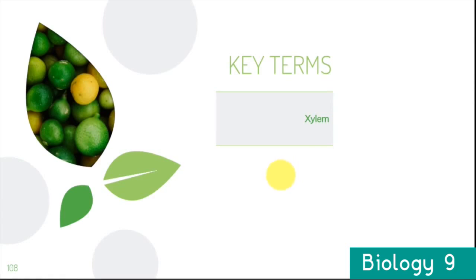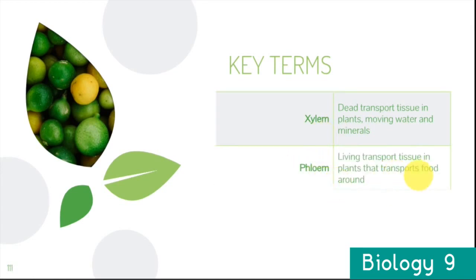We've covered a lot, so now we can just go over a few key terms here. Xylem, that's the dead transport tissue moving water and minerals. So when I referred to the vascular bundles before, that contains xylem and phloem. The xylem is dead transport tissue. This moves the water around. The phloem is alive tissue, and this transports the food around the cells.